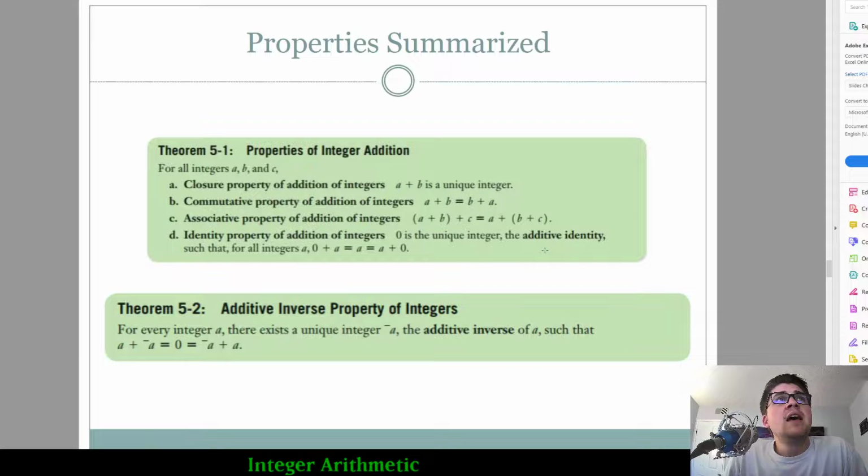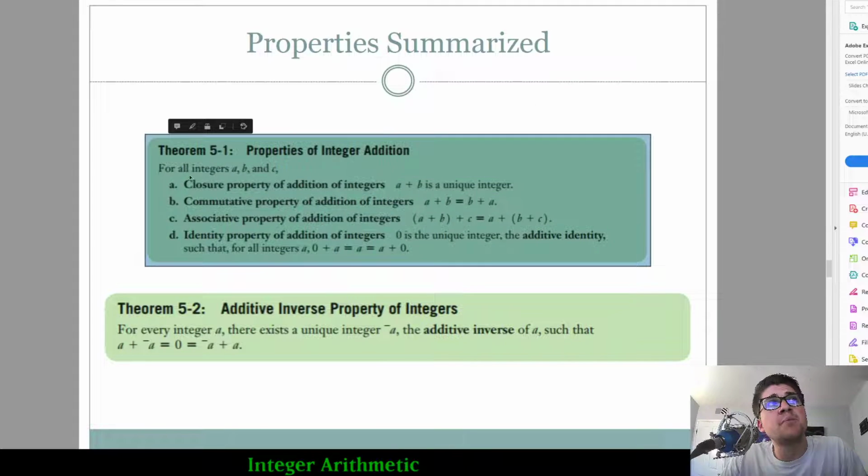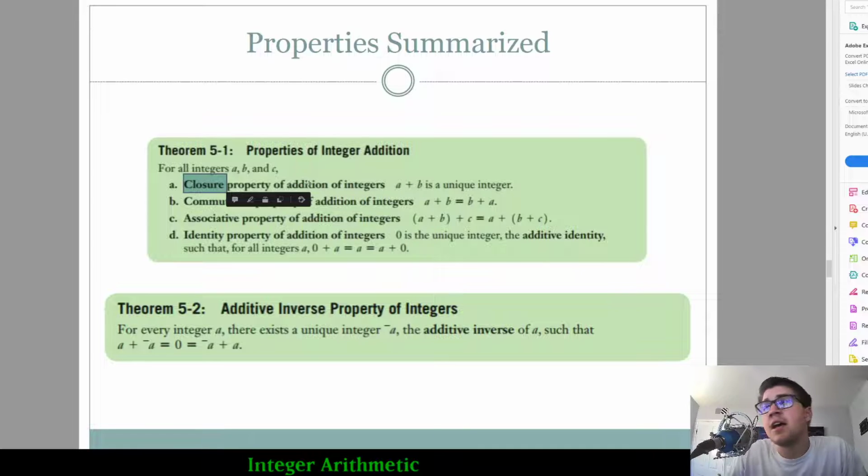So if we look at Theorem 5-1, it says properties of integer addition. Part A is the closure property of addition of integers, where it says a plus b is a unique integer. Remember, closure means that if you take two numbers, you'll always get another number in the system. So say we were trying to think of an example of that. Remember, a and b, if they're integers, could include negatives. This is different than whole numbers. So say I would have -3 plus -5. Any two integers, that would be -8, will give us another integer in the system.